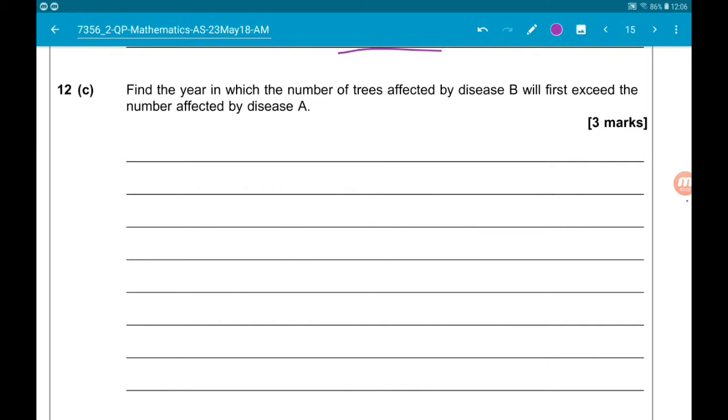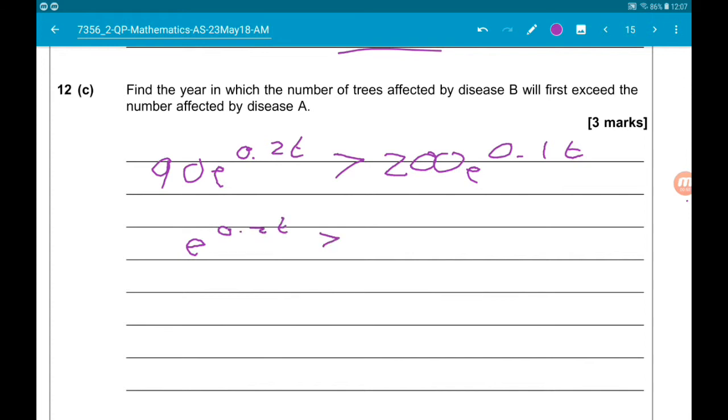Okay, next up we want to find the year in which the number of trees affected by disease B will first exceed the number affected by disease A. So, we want then 90 e^0.2t to be greater than 200 e^0.1t. So we need to solve this for t. So let's first of all divide through by 90. So we're going to get e^0.2t is greater than 20 over 9 e^0.1t.